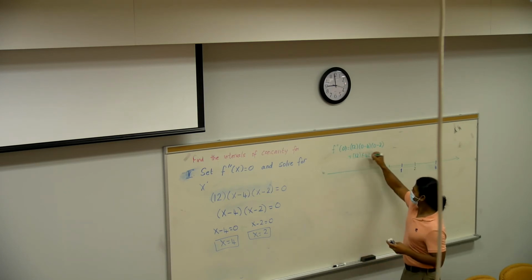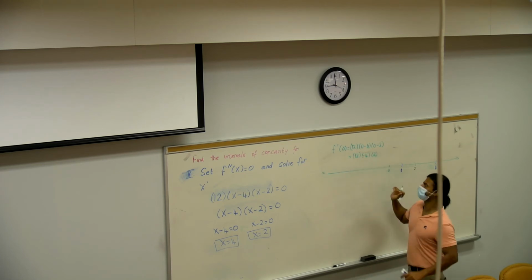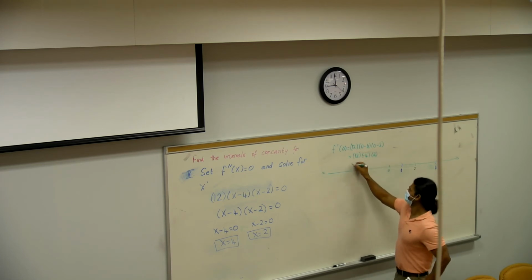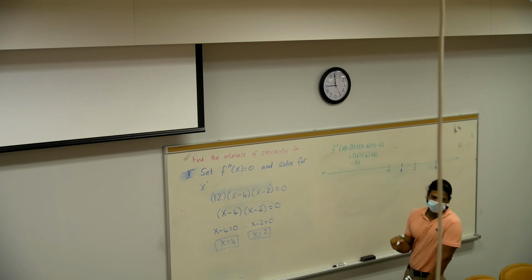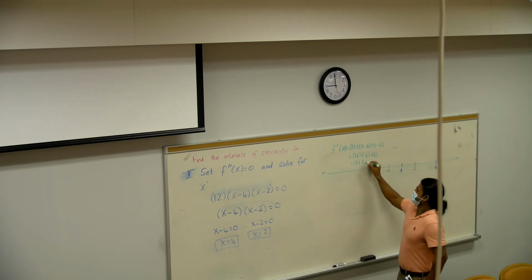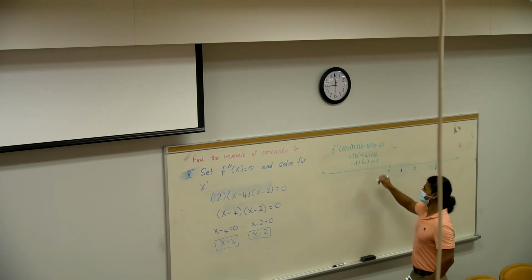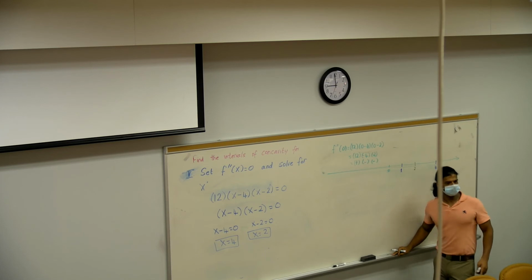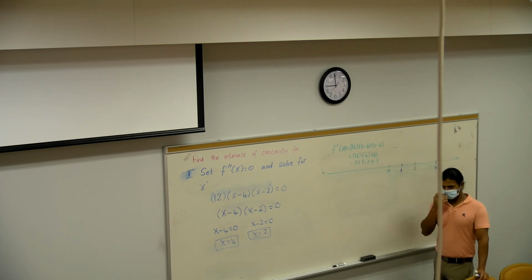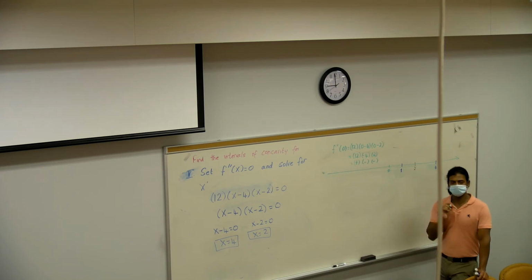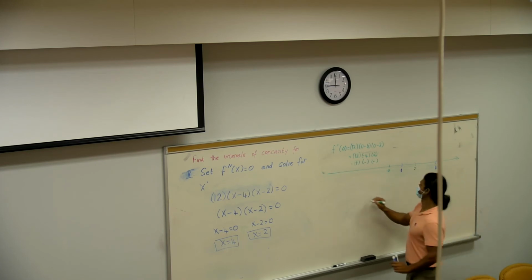So if you want to evaluate, you can evaluate it, that is 96, or simply look at the sign. 12 is a positive number, 0 minus 4 is a negative number, 0 minus 2 is a negative number. So positive times negative will give you a positive number. If the second derivative is positive for a test value, it has to be concave up.